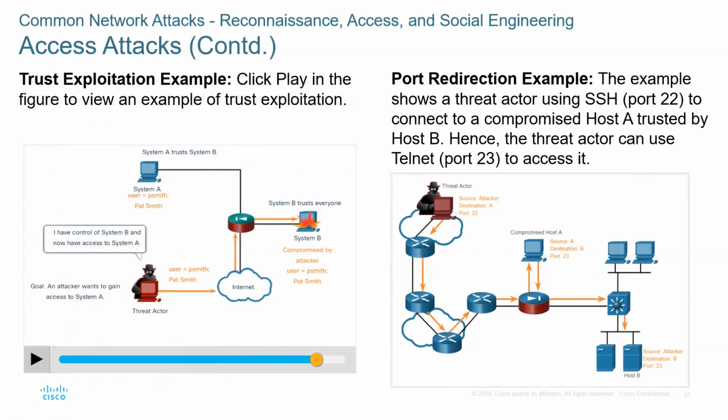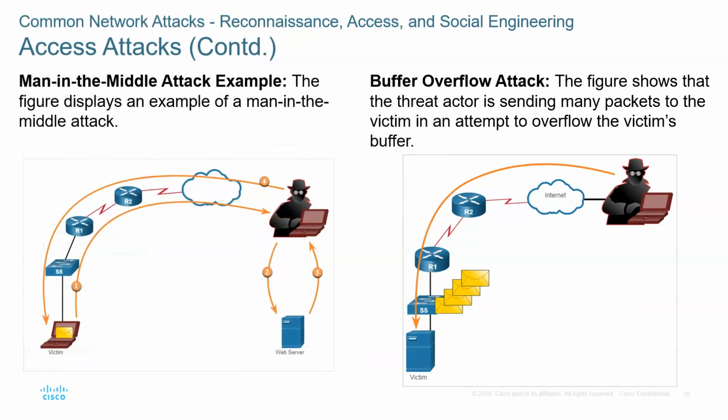So trust exploitation: if you know that this guy is allowed to go through the firewall, you'll pretend to be him so that the firewall will allow you, right? Port redirection: instead of using port 22 to get in because of the data encrypting, you can pass the data through port 23 using telnet, right?